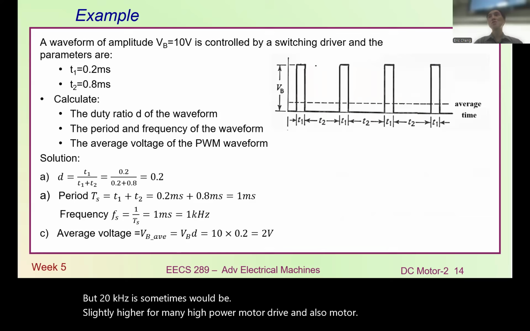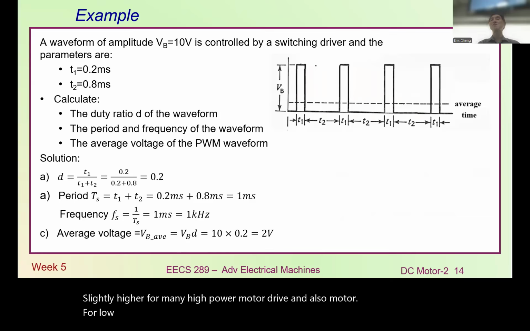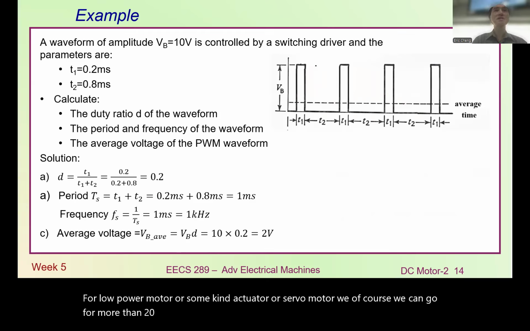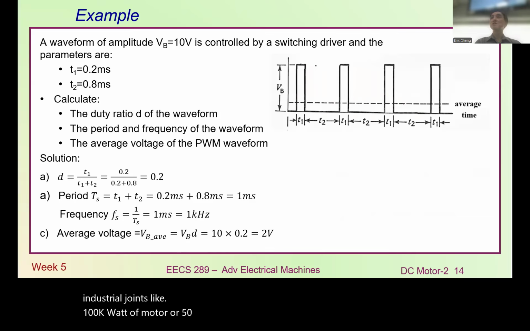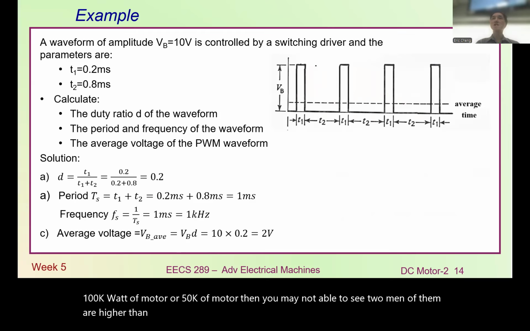For low power motors or some kind of actuator or servo motor, of course we can go for more than 20K. But you can see that in many commercial inverters driving industrial drives, like a 100 kilowatt motor or 50 kilowatt motor, you may not see too many of them higher than 20 kilohertz, or much higher than 20K hertz.